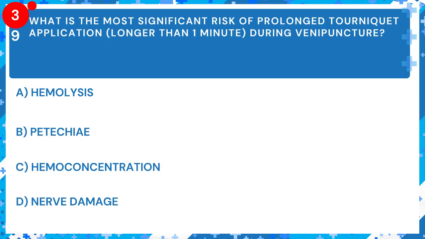Question 39. What is the most significant risk of prolonged tourniquet application, longer than 1 minute, during venipuncture? A. Hemolysis. B. Petechiae. C. Hemoconcentration. D. Nerve damage.